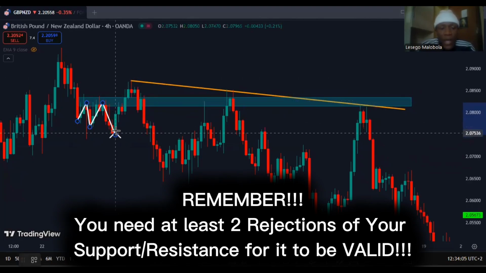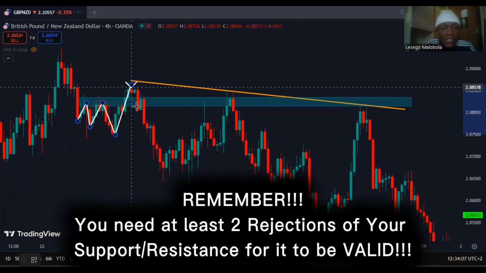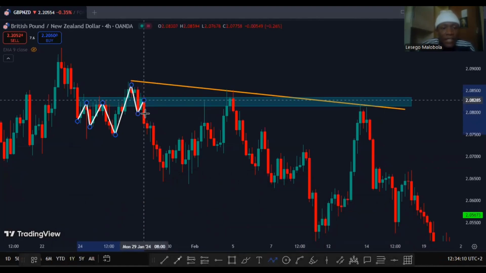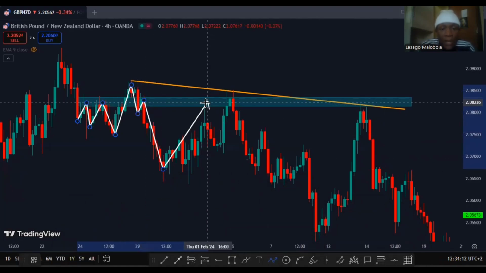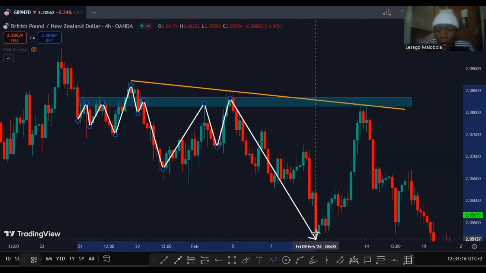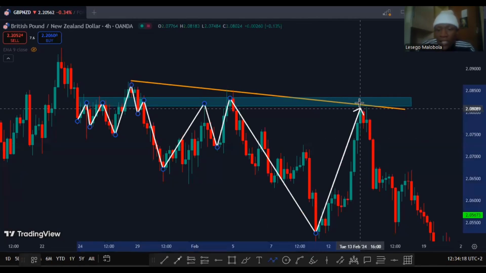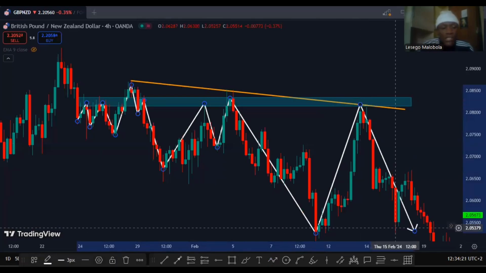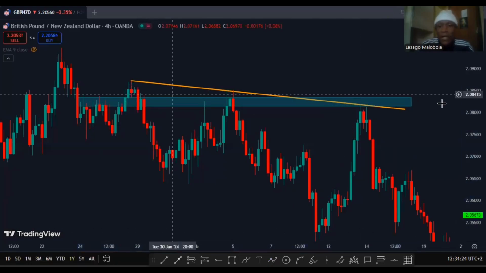Hence why you can see even when price gave us this fake out, it came back, gave us a retest, respected, went up again, respected, went up again, respected, and now on our third touch, guys, it touched the support level once again and respected. So obviously now this resistance level is valid.